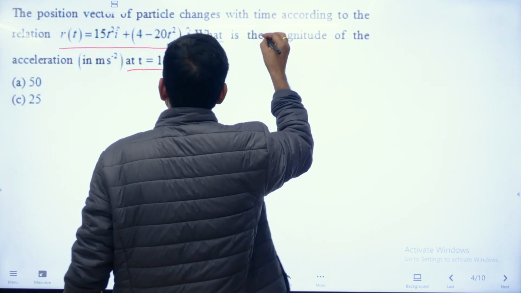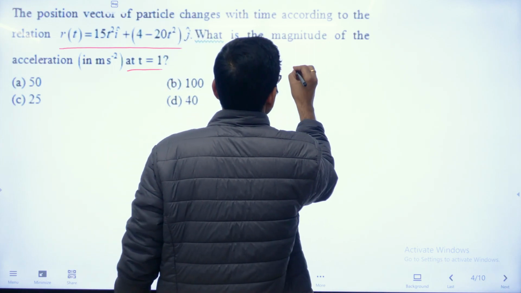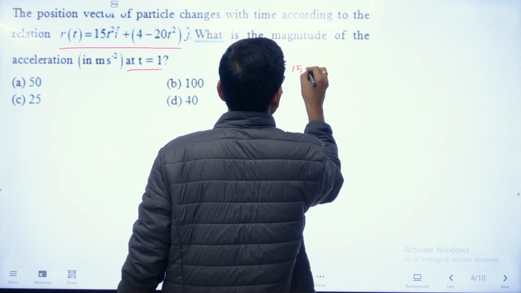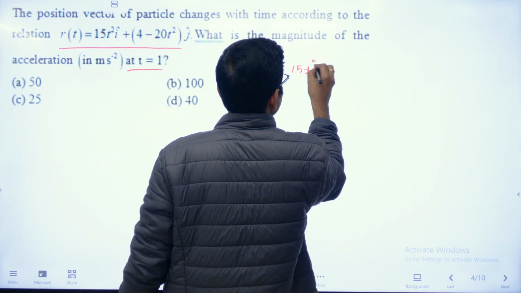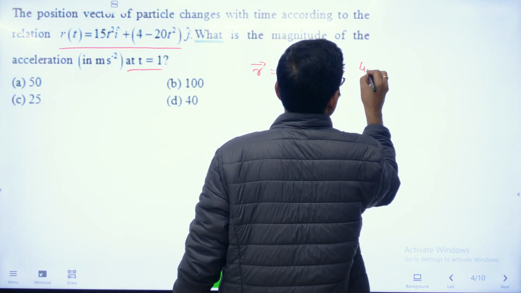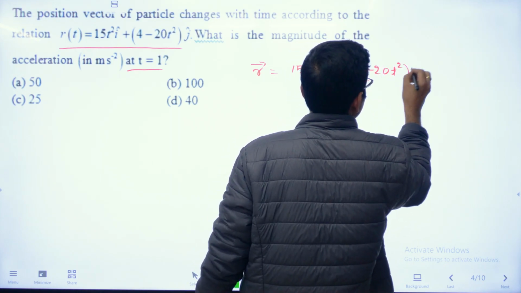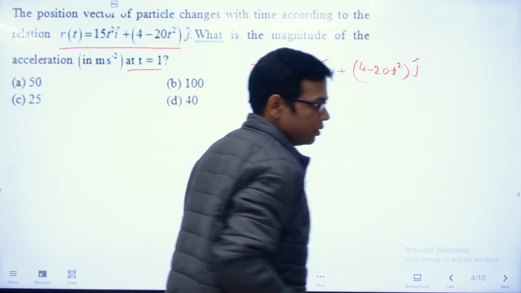So first of all we will differentiate this. r is given as 15 t square i plus 4 minus 20 t square j.